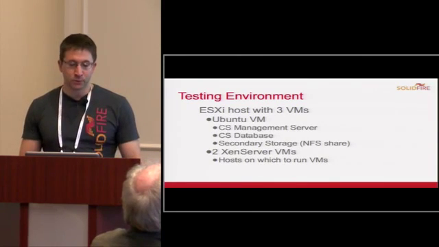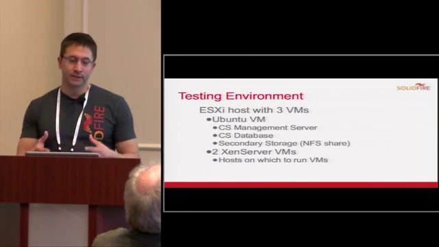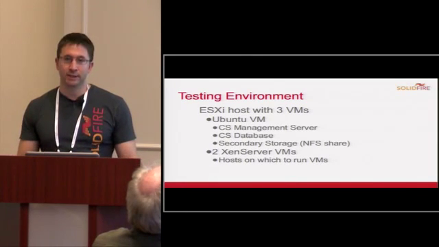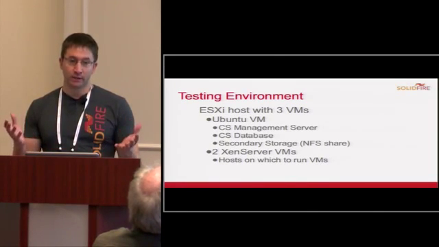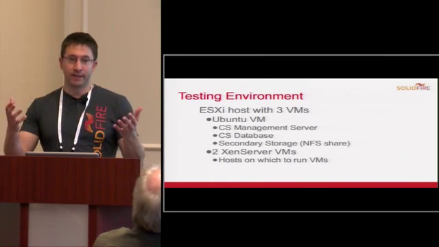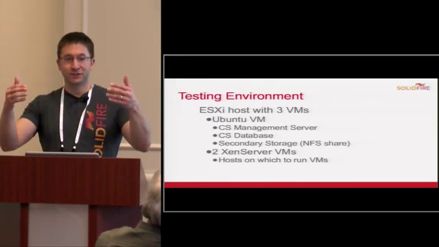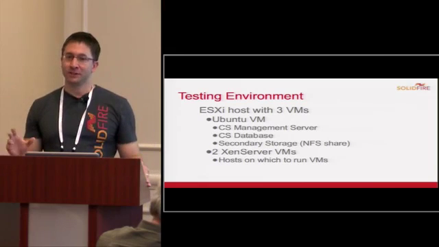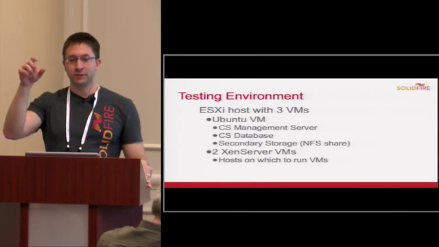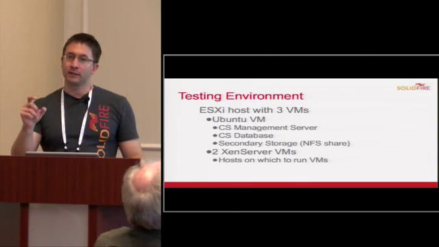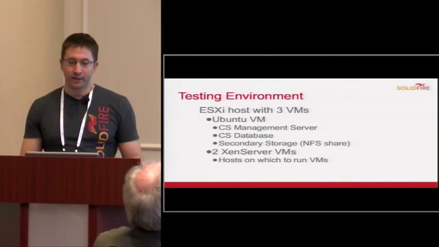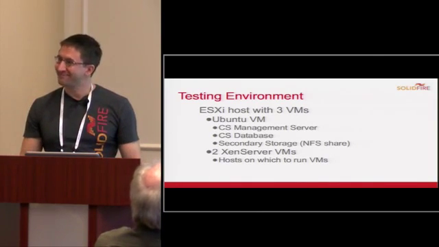And then I have 2 Xen server VMs. So what you can see here is I'm actually using nested virtualization. I have ESX running at the lowest level, and then on top of that, I have Ubuntu, and then Xen server, and then Xen server. And what's going to happen is we're going to take our Xen server hosts and give them to our CloudStack management server and create our cloud that way. Okay.